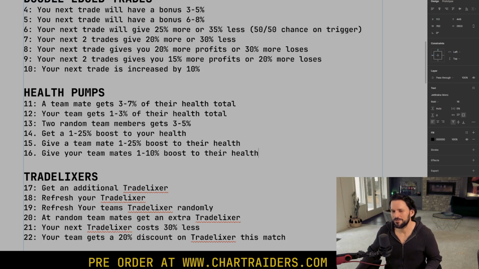Now, this benefit right here gives you an additional Tradelixer. So you'd be able to use 2 Tradelixers per teammate instead of 1. Additionally, in your equipment panel, you can also raise your cap to 2 or maybe even 3.